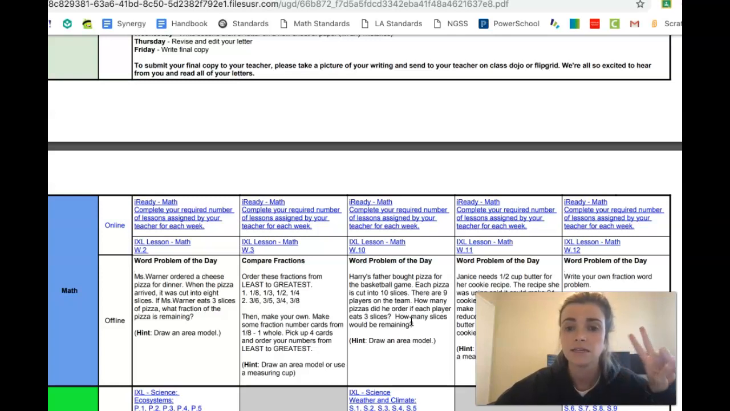has 10 slices. There are 9 players on each team, and each player eats 3 slices. So for this one, draw a circle because you want to start with, make it look like a pizza. So if one pizza is cut into 10 slices, how many pizzas is he going to need? This does have 2 questions to it, okay?